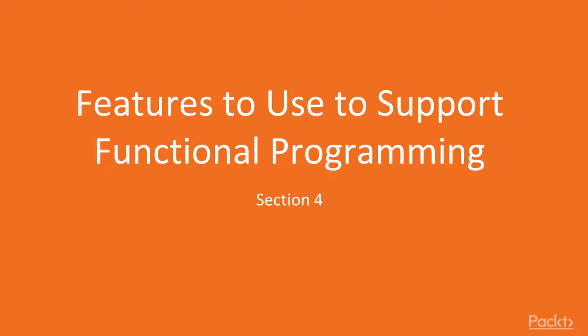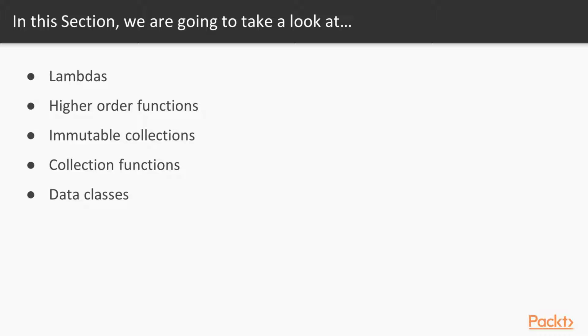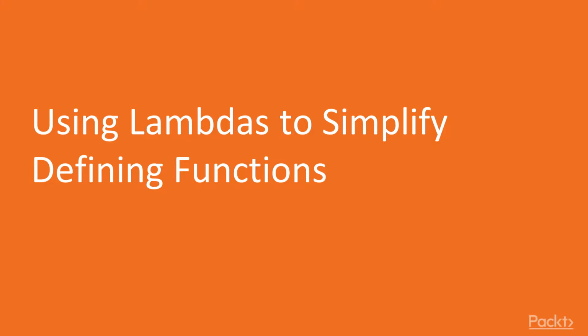Hi, in this section we'll discuss features to use to support functional programming. We'll learn about using lambdas to simplify defining functions, using higher-order functions for clean code abstraction, using immutable collections to support safe multi-threading, using filter and map to quickly manipulate collections, and using data classes to conveniently package and protect data. In this video, we'll describe using lambdas to simplify defining functions.